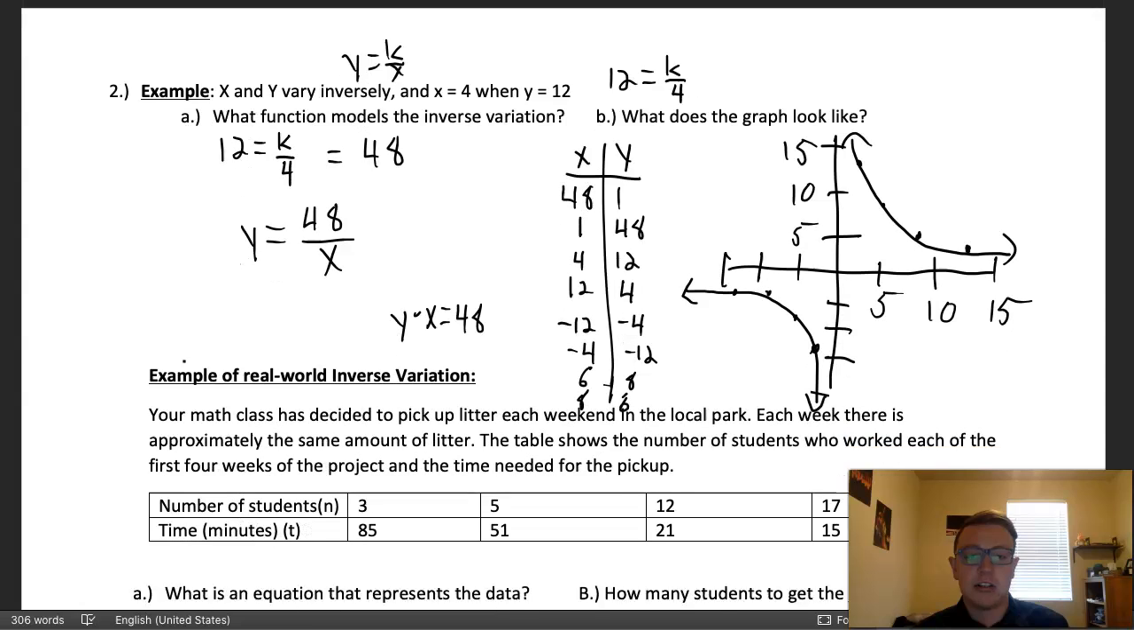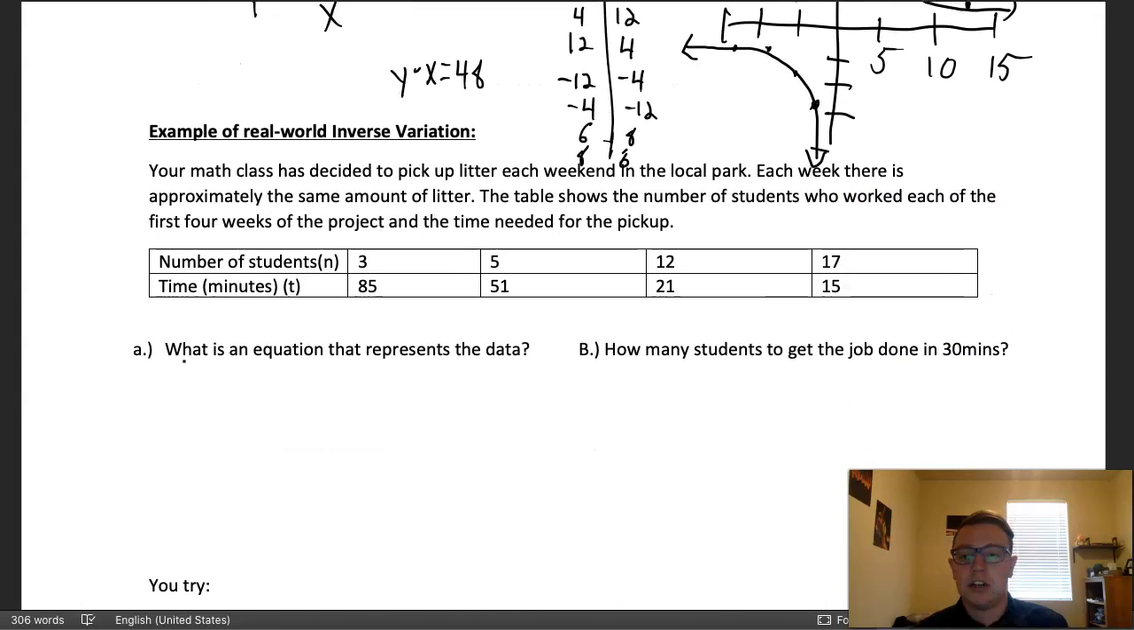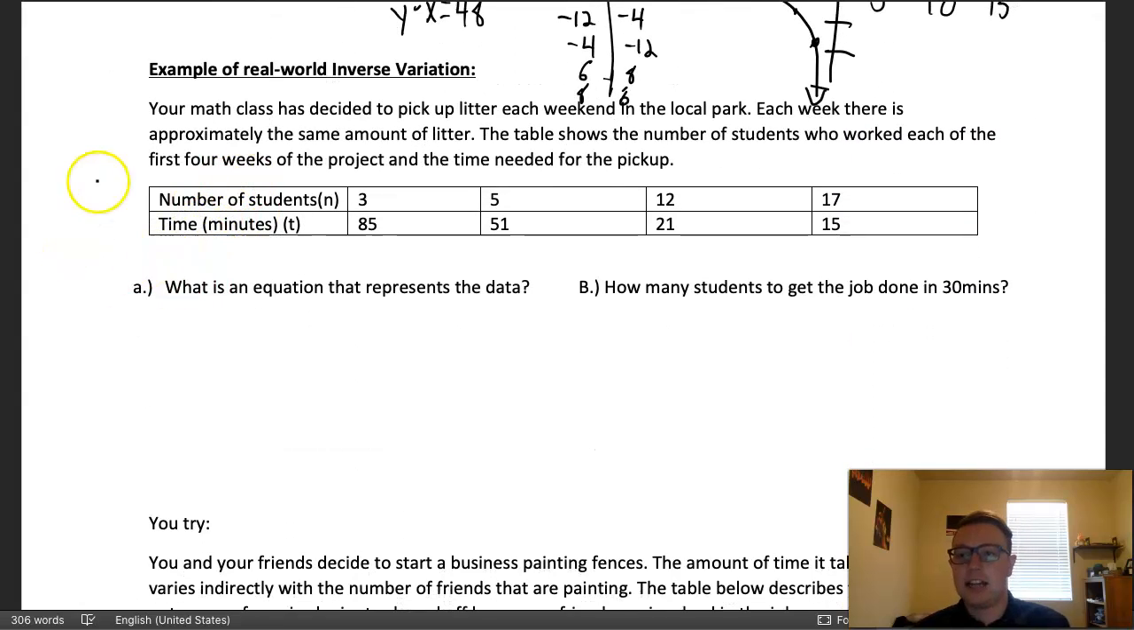One last set, we're going to try some real-world problems. In our math class, we're deciding that we're going to be good citizens. We're going to pick up litter each weekend in the local park. Each weekend, there's still the same amount of litter because people come back and keep throwing their trash everywhere, but we had a different number of students each time. Here's the number of students and the amount of time it took for us to pick up the litter.